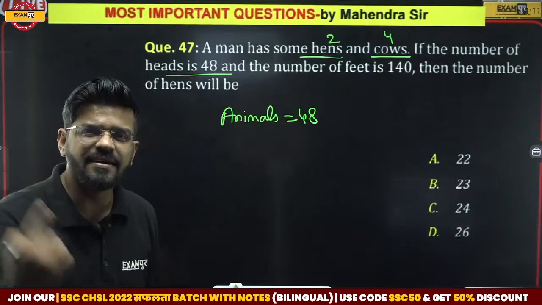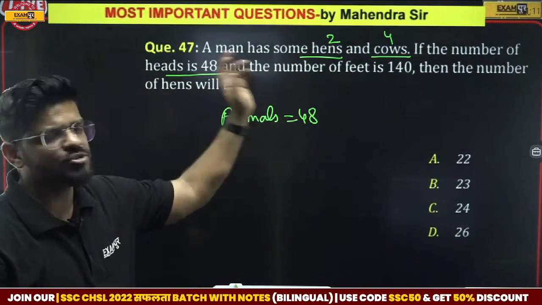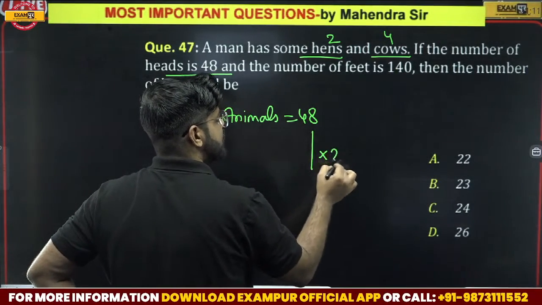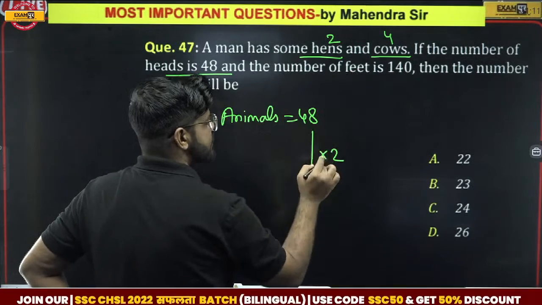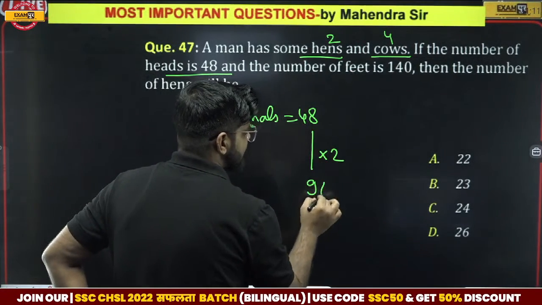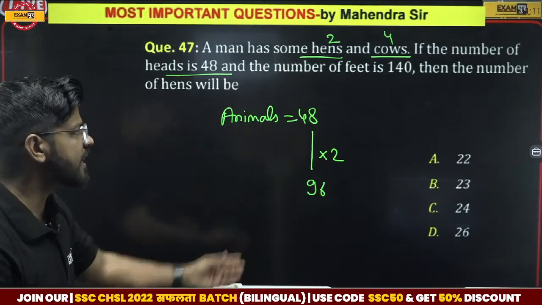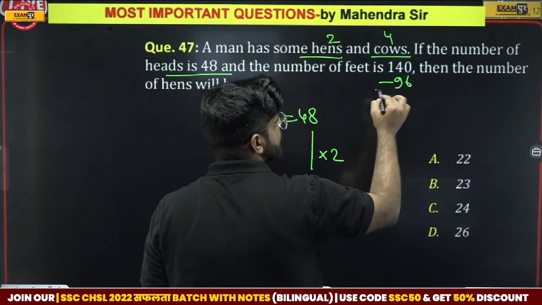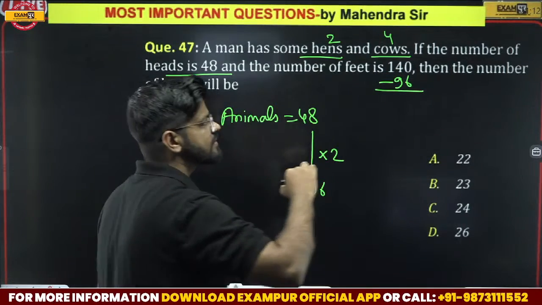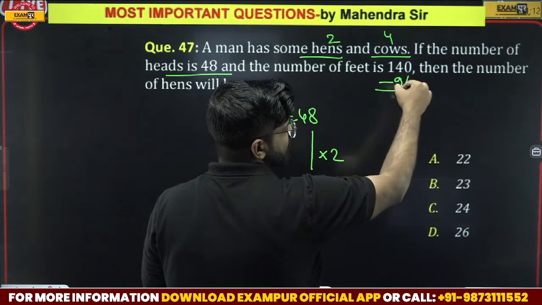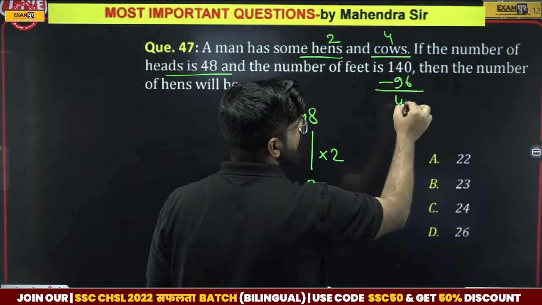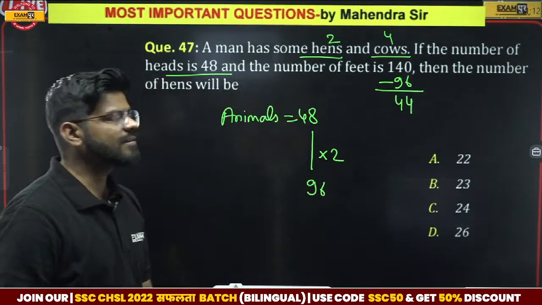So if I think that everyone has 2 legs, then there should be how many legs? If everyone has 2 legs, then we should have 96 legs. Yes or no? But we have how many legs? We have 140 legs, right? 140 legs. So if I subtract it, what will I get? I will get 44.